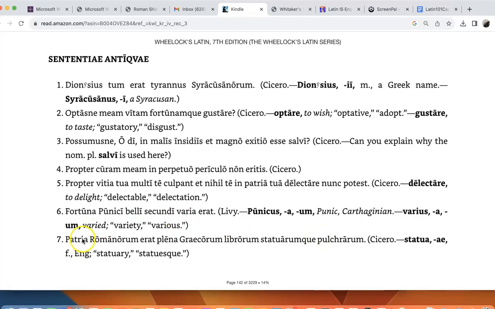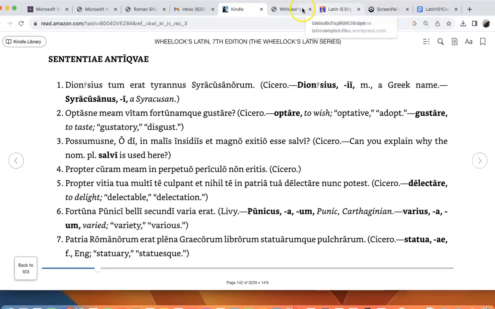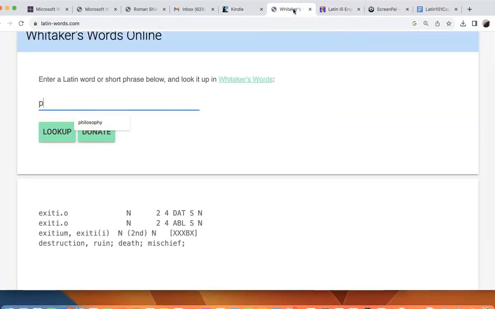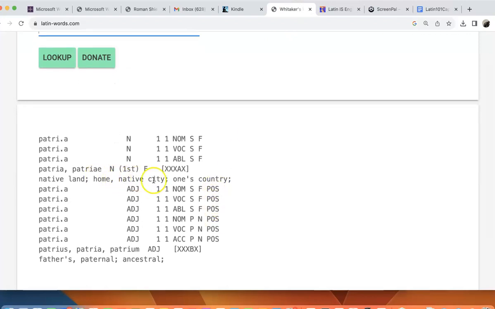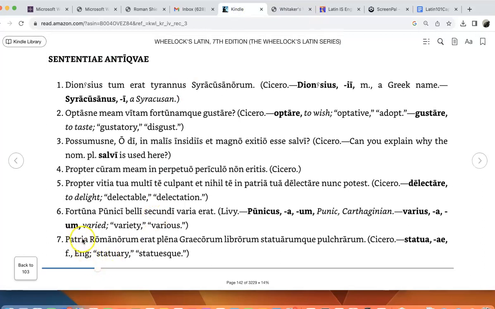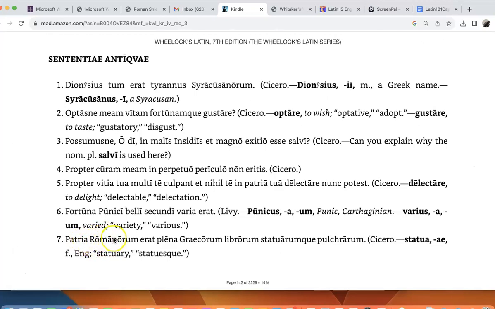Let's take a look at the grammar in a little more detail. Again, that patria is always kind of challenging to translate, just because we say our country. Native land, home, native city, one's country. We're used to saying our country. That's another reason this is difficult to translate, but you could say the country of the Romans or the fatherland of the Romans was plena, means full, like plenty.